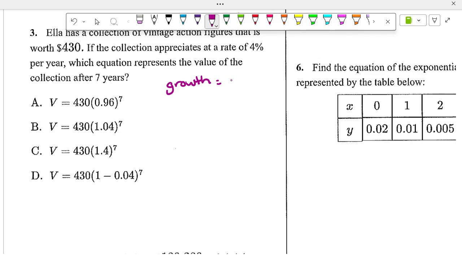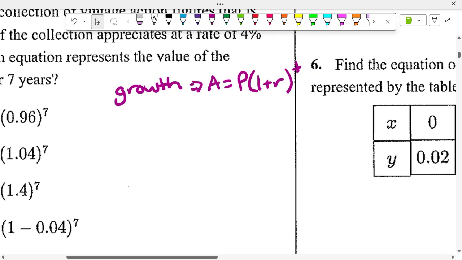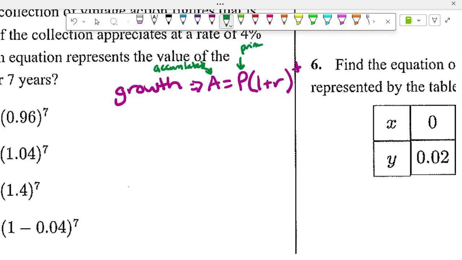is A is equal to P times 1 plus R to the T power. Where A is equal to your accumulated. So basically after whatever time period it was, that's how much accumulated. P is your principal. And principal is just a fancy word for saying what you started with. It's mainly used with money.